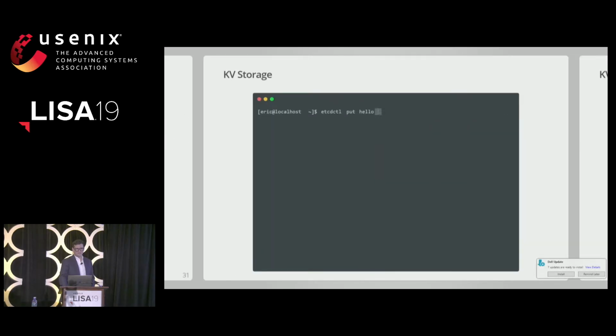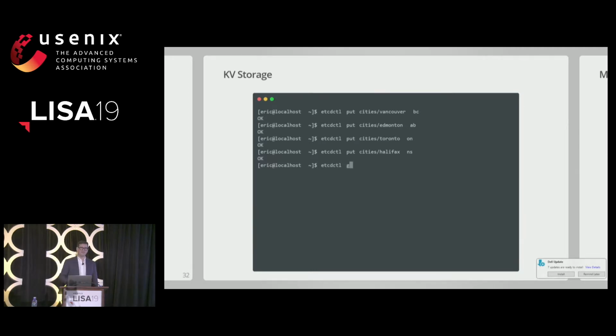OK, so here's an example of the key value system of etcd. It's really, really straightforward. You can do etcdctl put hello world, etcdctl get hello, and there's your value. And then we deleted it. In this example, we've put several keys with the same prefix.